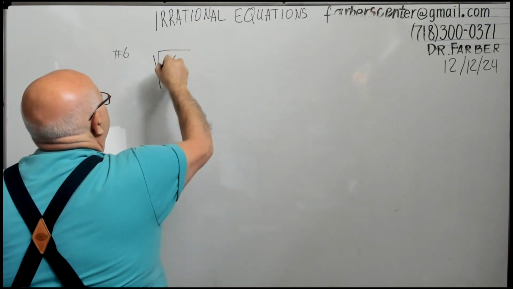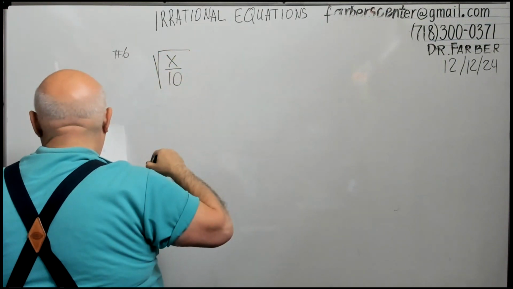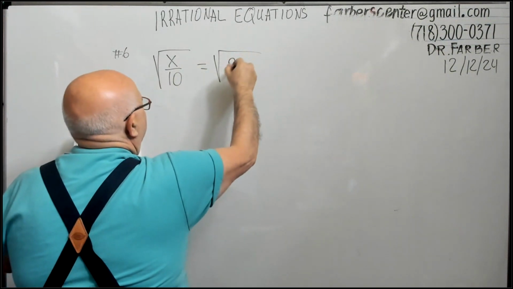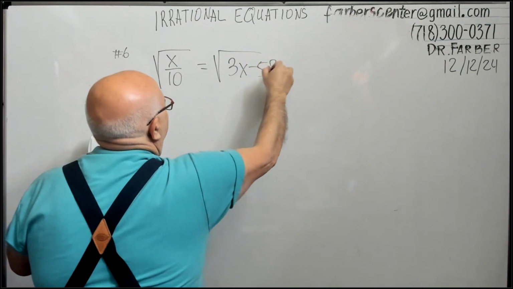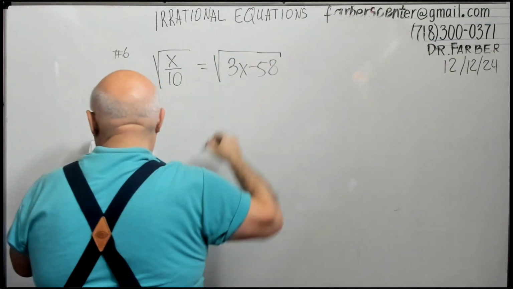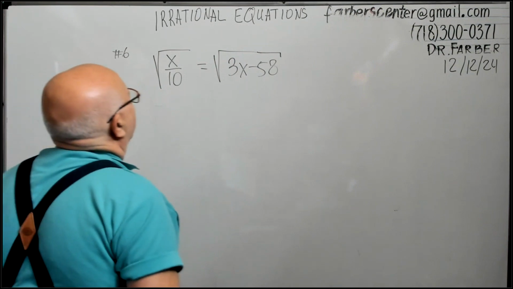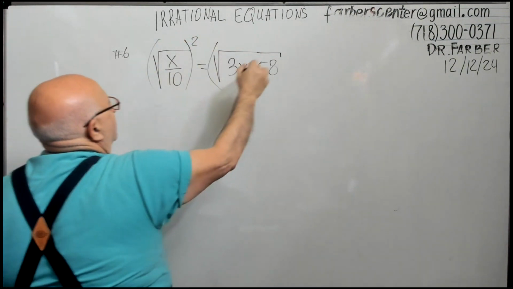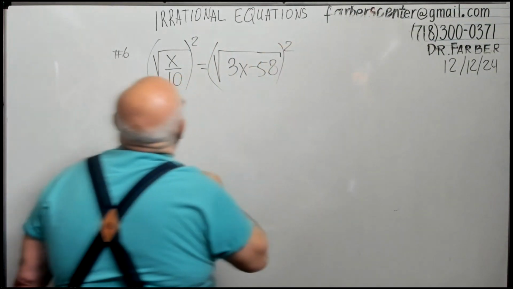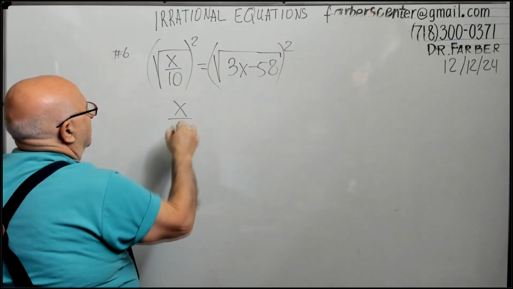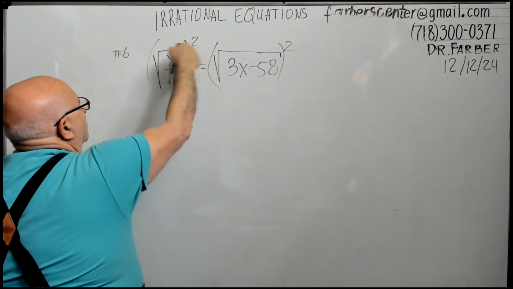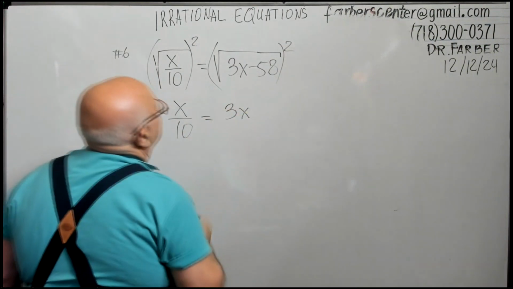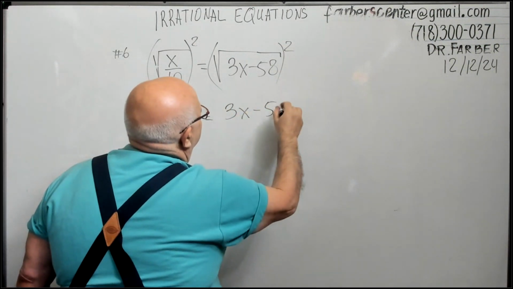Square root of x over 10 equals square root of 3x minus 58. Okay, they already isolated. I put both parts to the second power. I have x over 10, because the radicals cancel out each other, equals 3x minus 58.